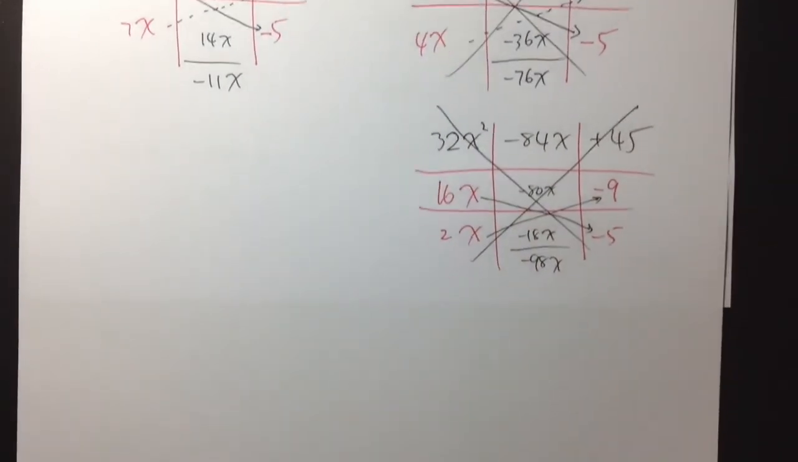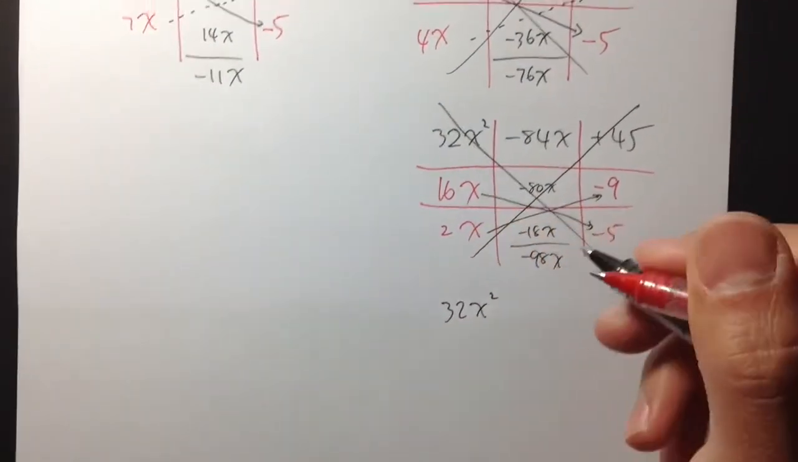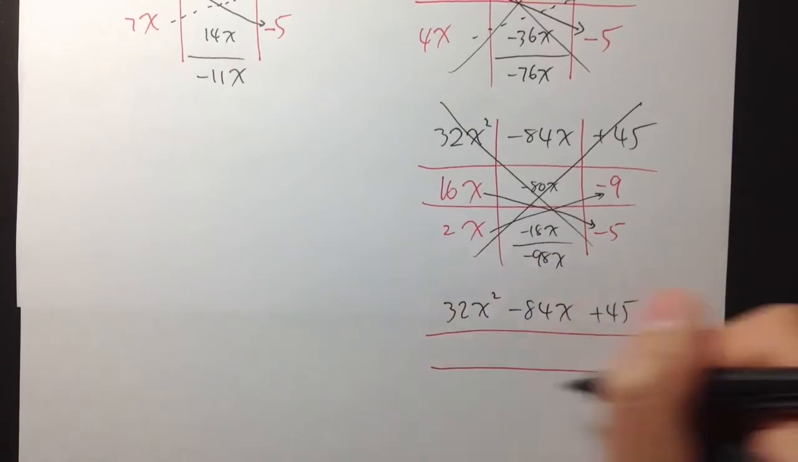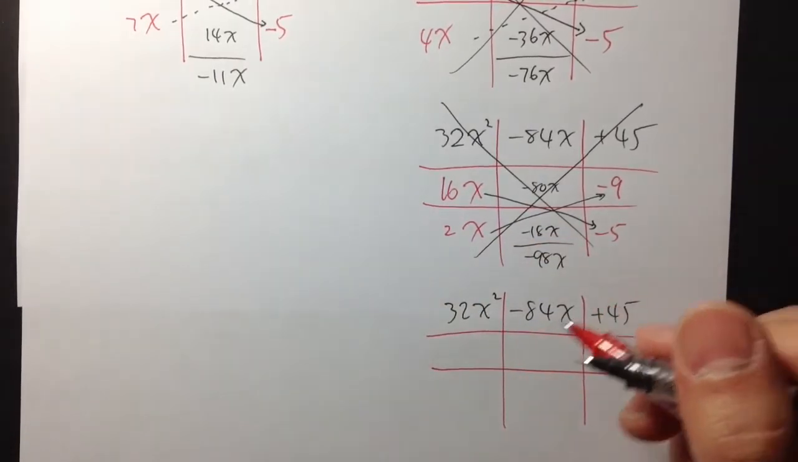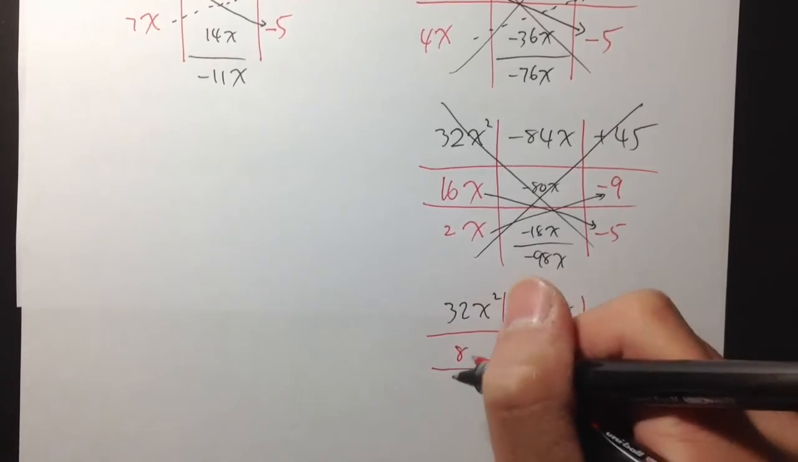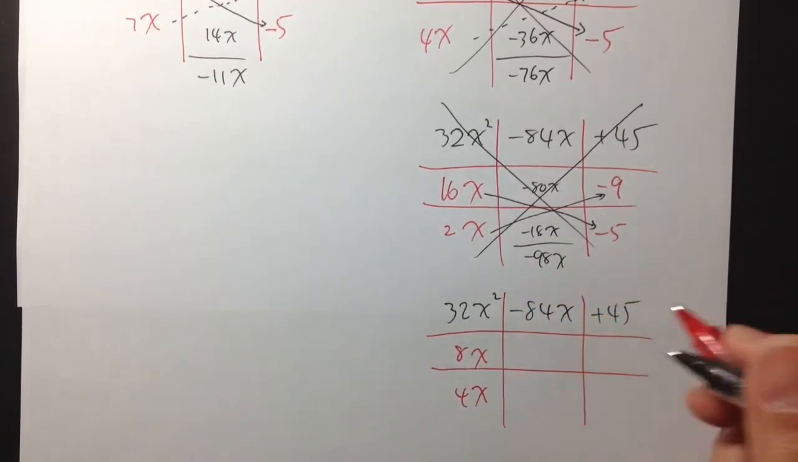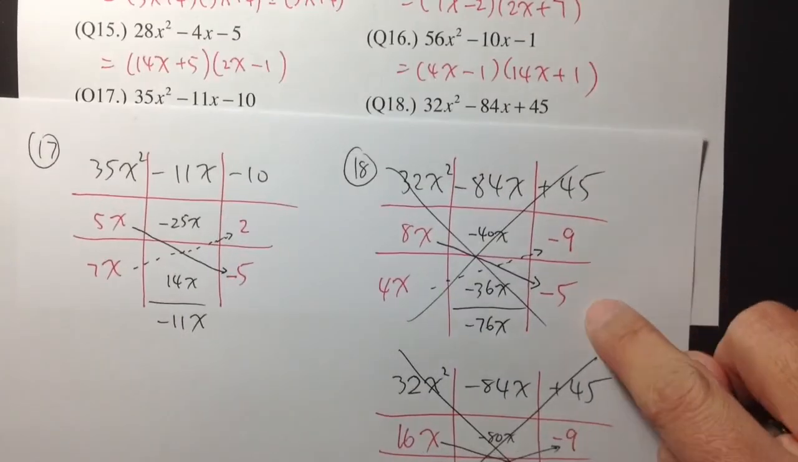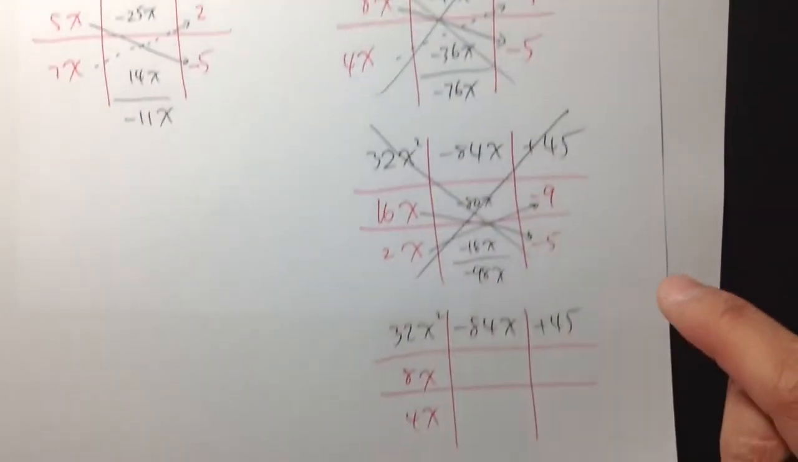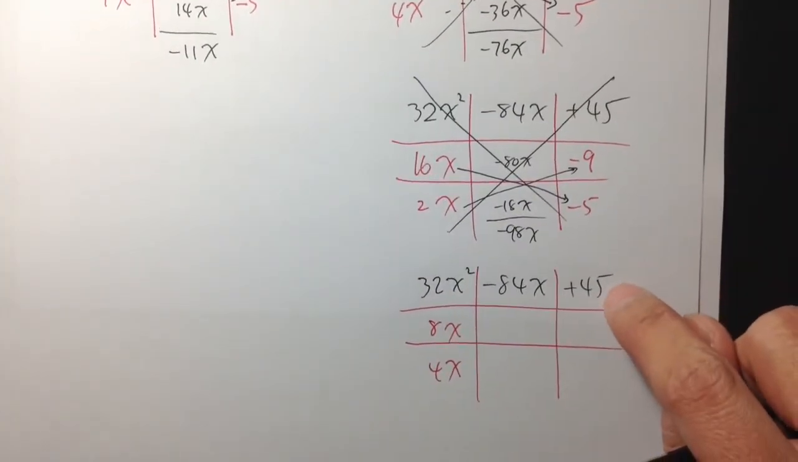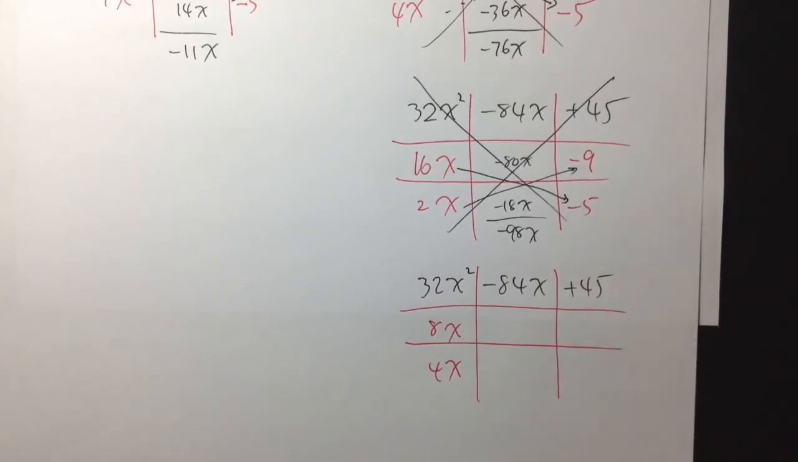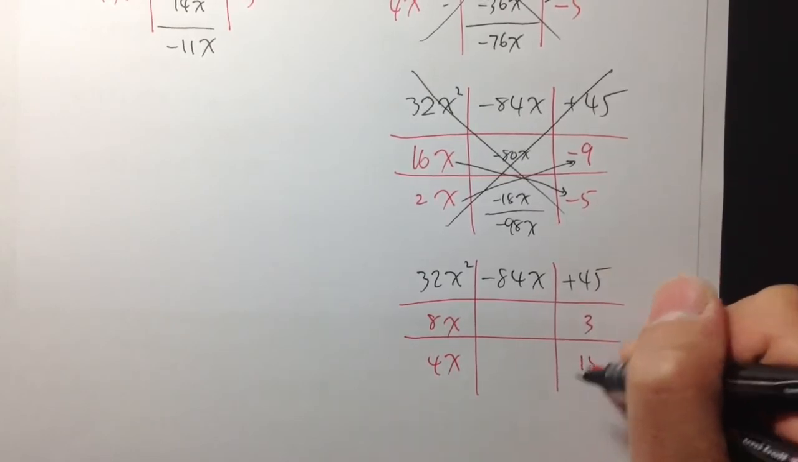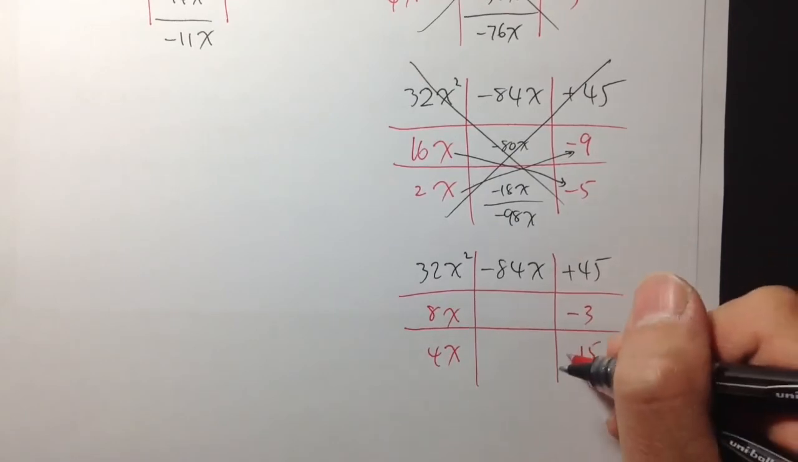Okay, let's try another one. 32x squared minus 84x plus 45. Maybe I want to get back to 8x and 4x right here. And for 45, earlier I tried the 9 and 5 right here, right, and it didn't work out. Maybe let's try 3 times 15, it's also 45. If I put a 3 right here and a 15 right here, let's see what we get. Negative 3, negative 15.